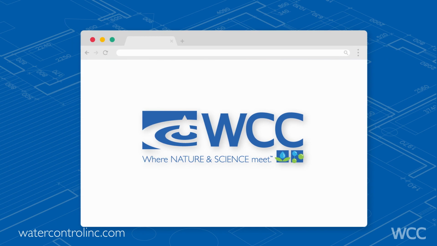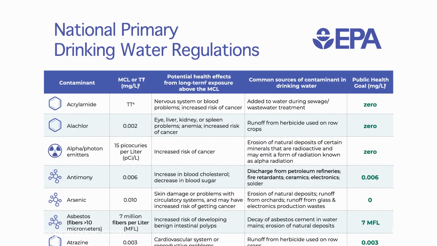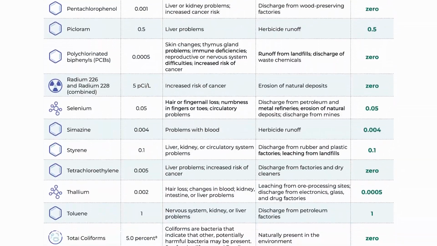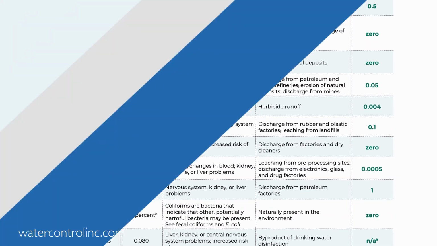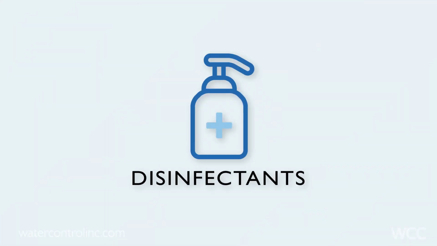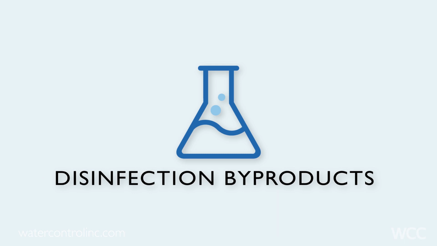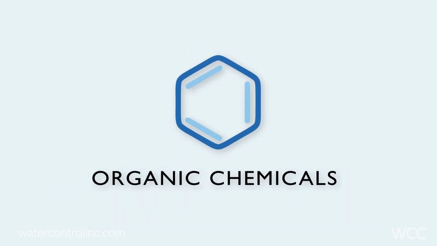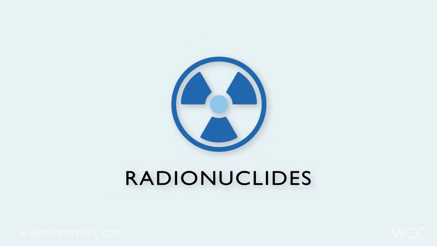Today I wanted to do a quick overview of the US EPA's National Primary Drinking Water Standards. If you download the official PDF of these standards, available at epa.gov, you'll see a chart, currently about 7 pages long, listing each contaminant and categorizing it into one of 6 groups. Those groups being disinfectants, disinfection byproducts, inorganic chemicals, microorganisms, organic chemicals, and radionuclides.